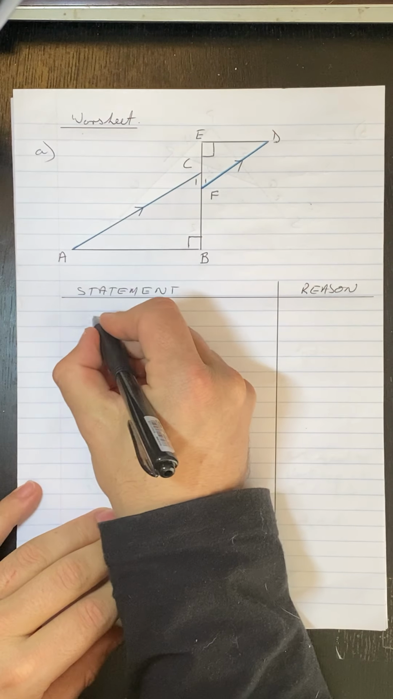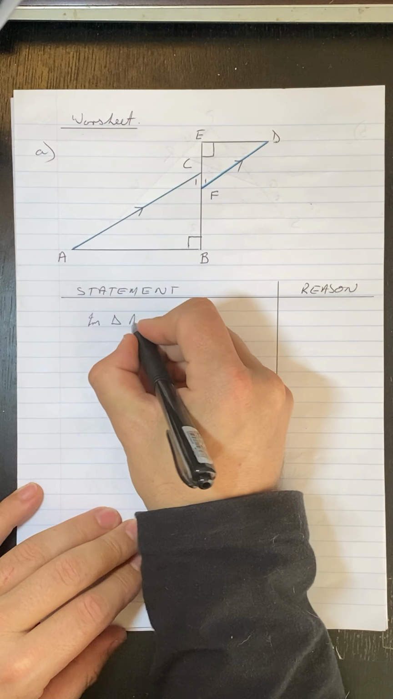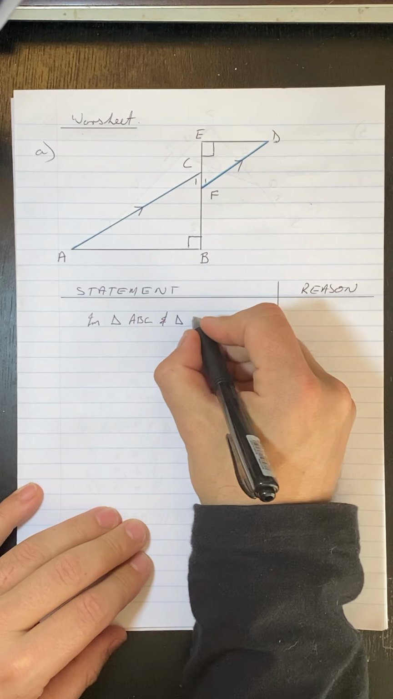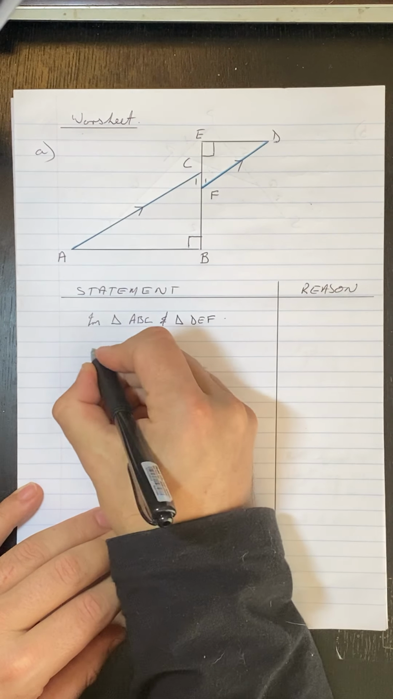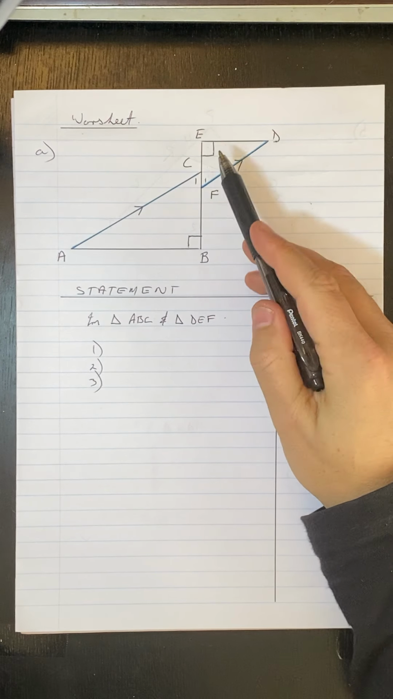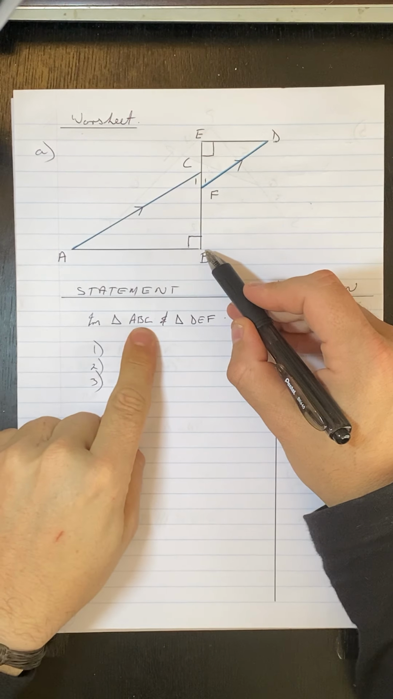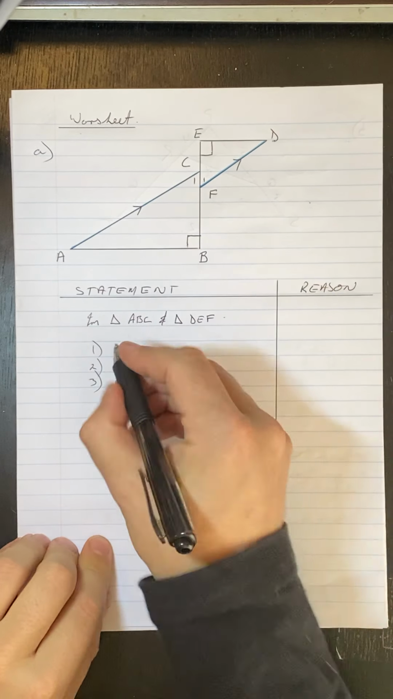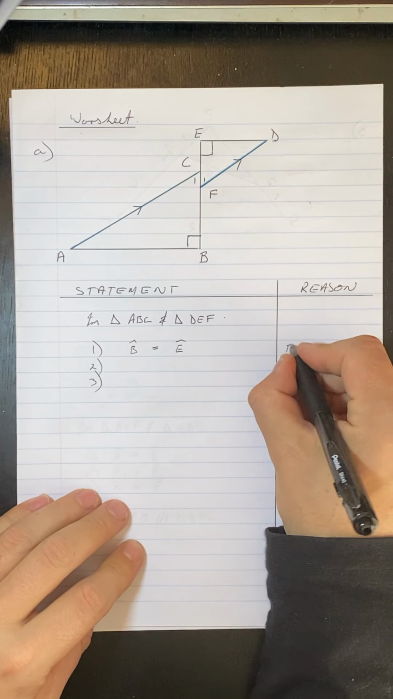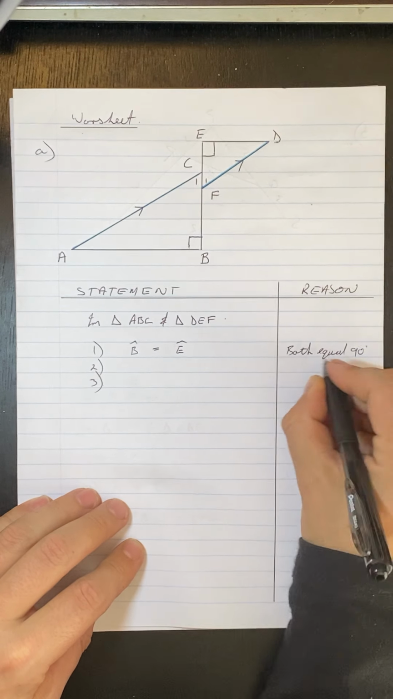How I'm going to do it is I'm going to write it down how they've given it to us. So in triangle ABC and triangle DEF, we need three things for similarity. The first thing I'm going to say is angle B is equal to angle E because they're both equal to 90. This angle B lies in this triangle and E lies in this triangle. So we have B equals E, both equal 90 degrees. That was given to us.